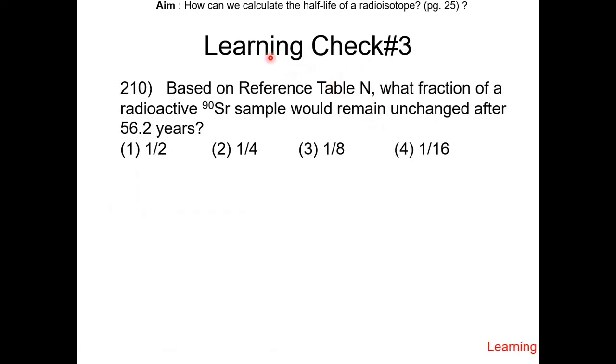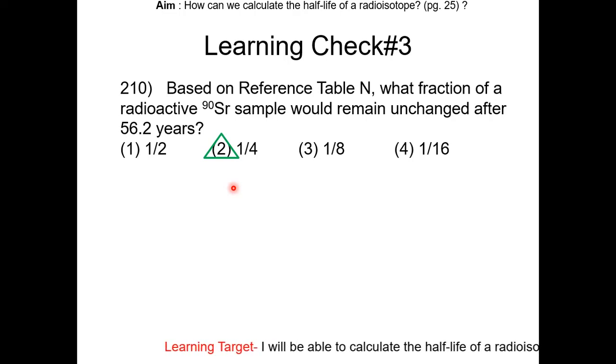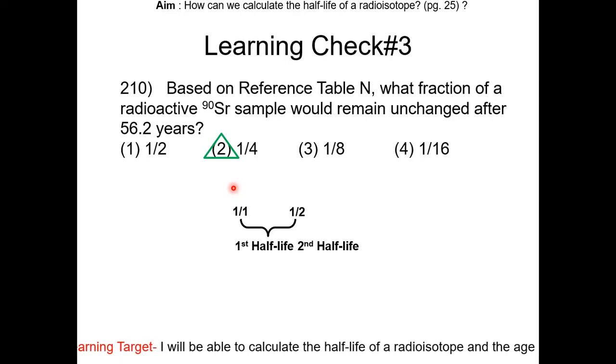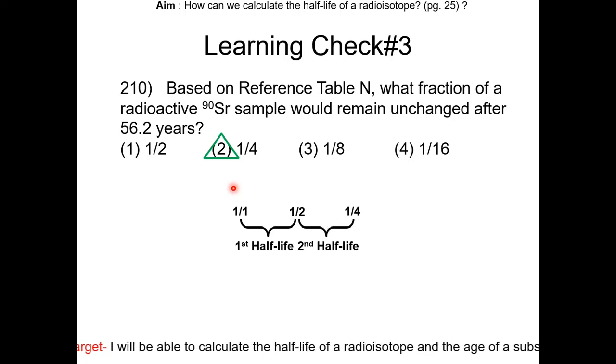Learning check number 3. Based on reference table N, what fraction of a radioactive Sr-90 sample will remain unchanged after 56.2 years? Pause the video and resume once completed. The answer is choice 2, 1/4. Based on table N, the number of half-lives is 2. Using the sequence method, you can see that the fraction remaining is 1/4.